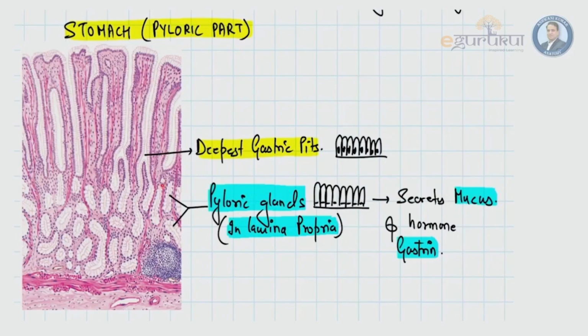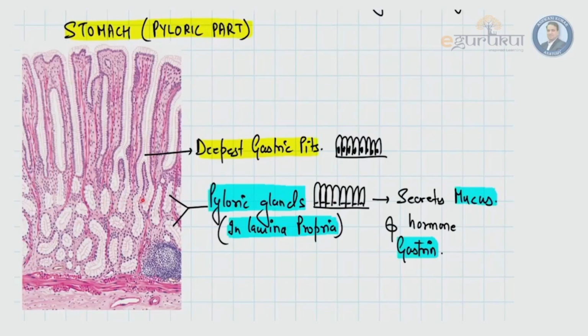Secondly, what else you will notice here is that the pyloric glands are again present in the lamina propria, just like the intestinal gland and the stomach gland, we said they are present in the lamina propria. When you look at the pyloric gland and you look at the lining epithelium of this gastric pit, you will notice that both have columnar epithelium. This is columnar. These are also columnar.